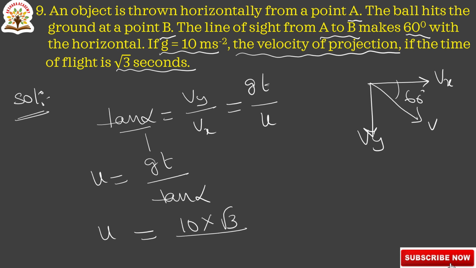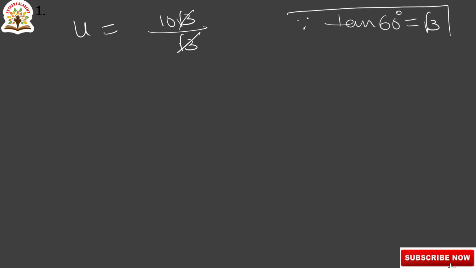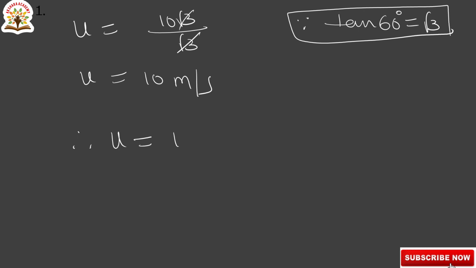That is equal to, u is equal to, substituting the values, 10 into t, nothing but they have given as root 3, and tan angle 60. Next, u is equal to 10 root 3 by tan 60, root 3. Root 3 cancels, since tan 60 is equal to root 3. So substituting in the place of tan 60 root 3, it cancels. u is equal to 10 meters per second. Therefore, the final answer is u is equal to 10 meters per second.